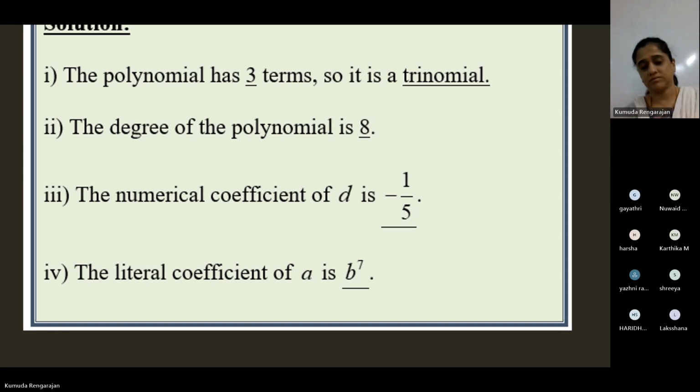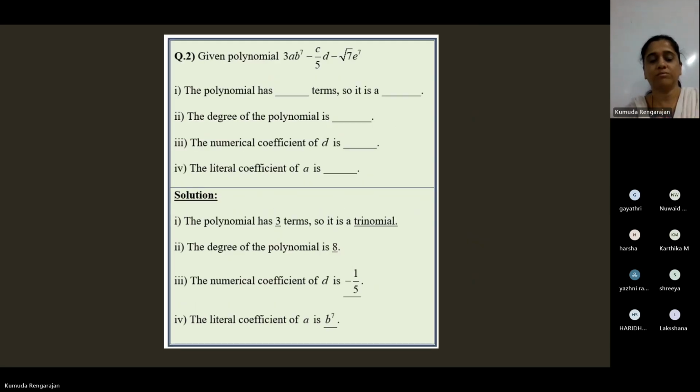Yes, miss. Literal coefficient meaning only the letter. So here, the literal coefficient of A. What is the coefficient of A? 3A to the power 7. The coefficient of A: take away A. Whatever remains is the coefficient.